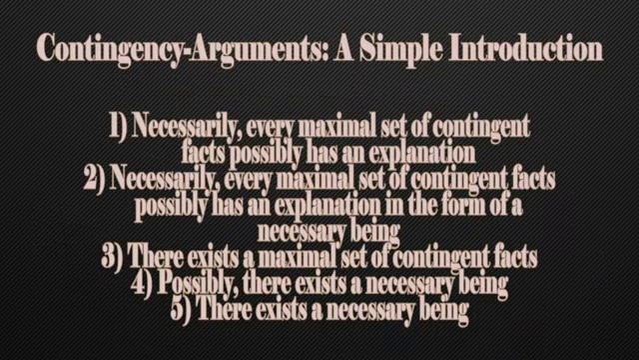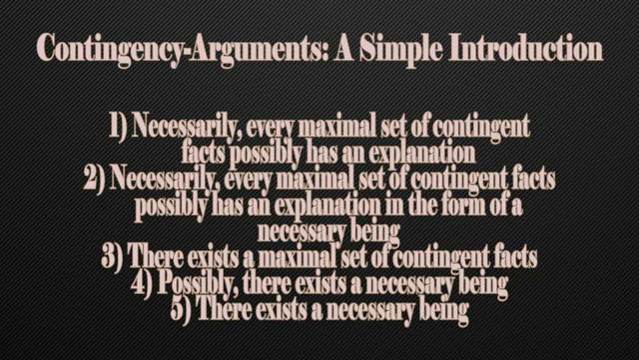And now let's look at that premise again. Necessarily, every maximal set of contingent facts possibly has an explanation. If we add that a maximal set of contingent propositions cannot have an explanation that itself is contingent, 2. Necessarily, every maximal set of contingent facts possibly has an explanation in the form of a necessary being, and 3. There exists a maximal set of contingent facts, then we get 4. Possibly there exists a necessary being. And as we have seen, this entails 5. There exists a necessary being.